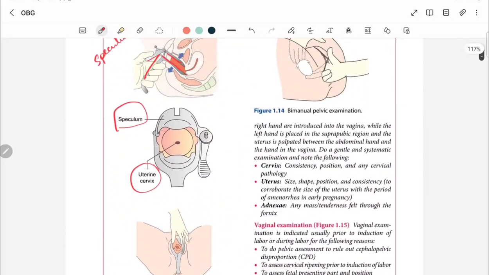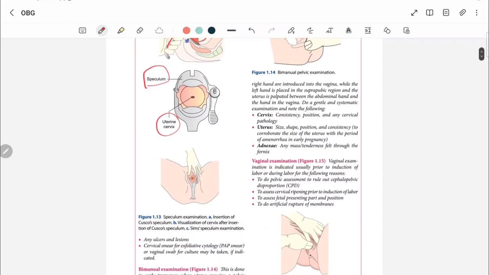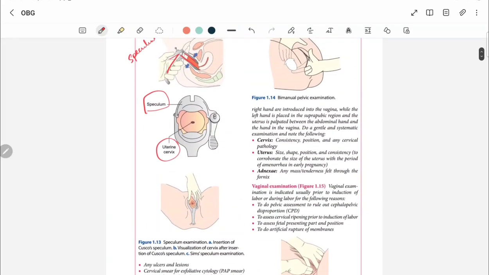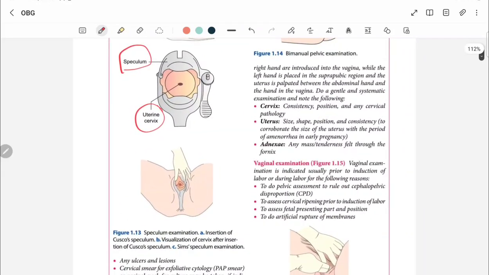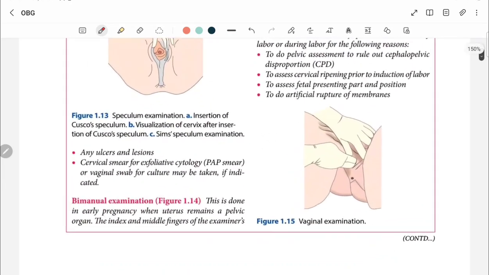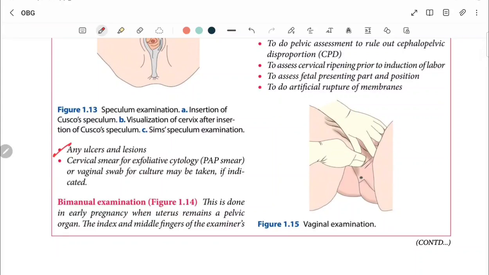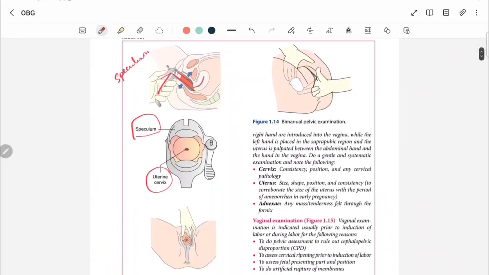So in figure 1, you can see the insertion of Kuskow's speculum, and then there is visualization of cervix after insertion of Kuskow's speculum, and this is your Sims speculum examination. So you look for any bleeding PV, leaking PV, you can also look for any ulcers or lesions. Cervical smear for exfoliative cytology, that is pap smear, or any vaginal swab for culture may be taken if indicated. Now next, this is all about your speculum examination.